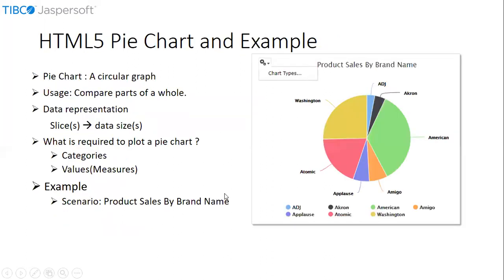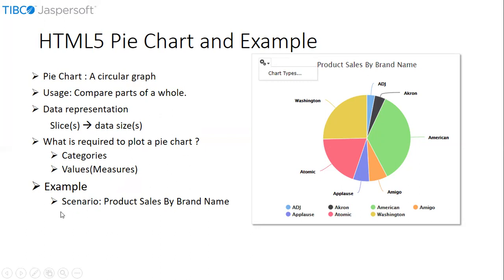Now, let us move on to the example on how we can create a pie chart using HTML5 component. Before jumping on to the example, let's briefly look at what a pie chart is and what properties are associated with it. A pie chart is basically a circular graph. It is used to compare the parts of a whole. We represent the data in the form of slices, where each slice represents the size. And we require categories and values to plot a pie graph.